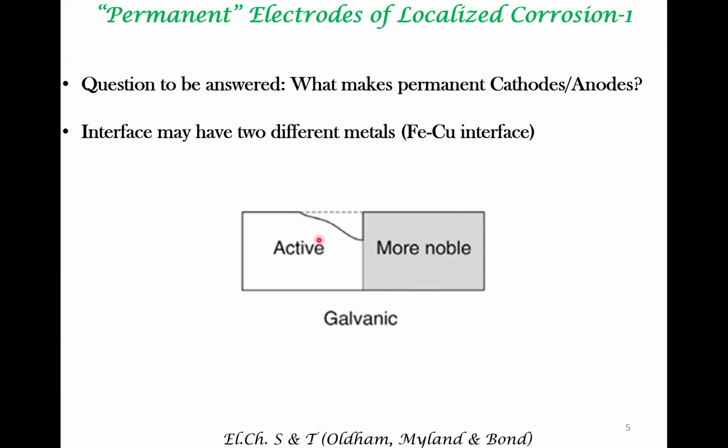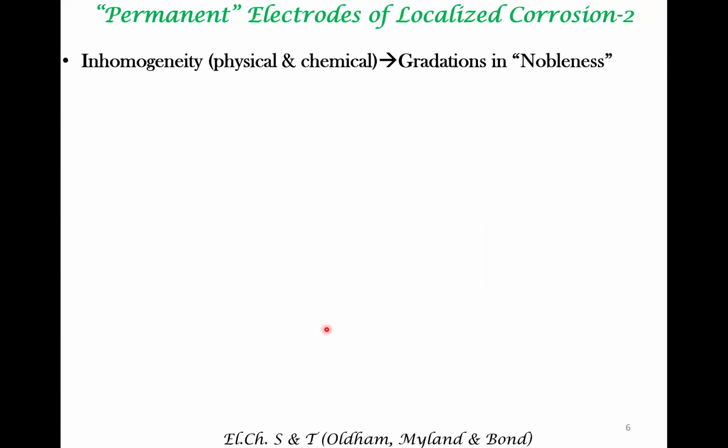For example, if you have iron and copper, iron will get predominantly corroded because it is less noble compared to copper. This is the case in galvanic corrosion. We will look at this example in some detail in a later lecture.